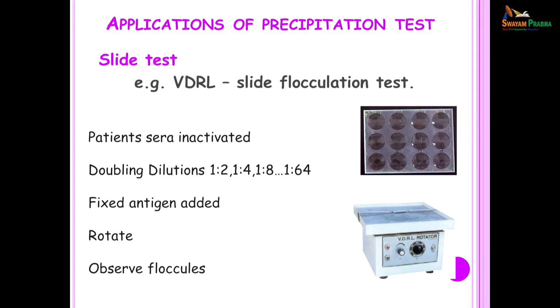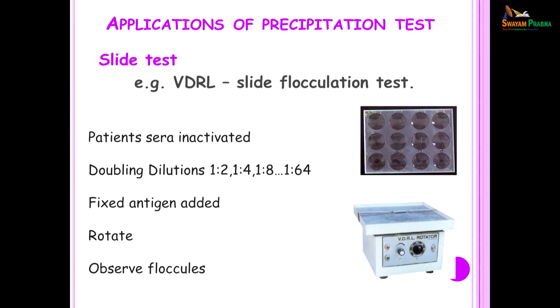The slide test for VDRL is called a slide flocculation test. Here the patient's sera is collected and inactivated. In the qualitative test, all we do is we put a drop of the patient's serum and then put a drop of the antigen, and after rotating it, we look at it under the microscope to look for visible clumps.